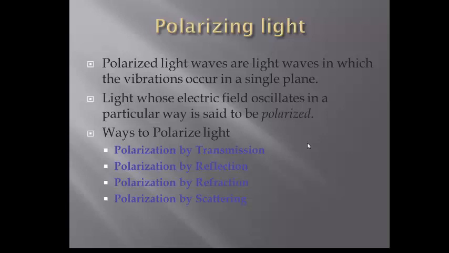And there's 4 different ways that we're able to polarize light. You can polarize by transmission, you can polarize by reflection, you can polarize by refraction, and finally you can polarize by scattering. Let's take a look at each one of those individually.